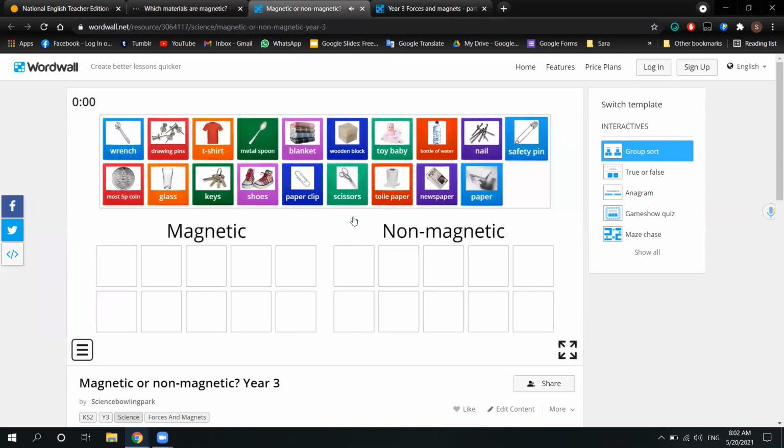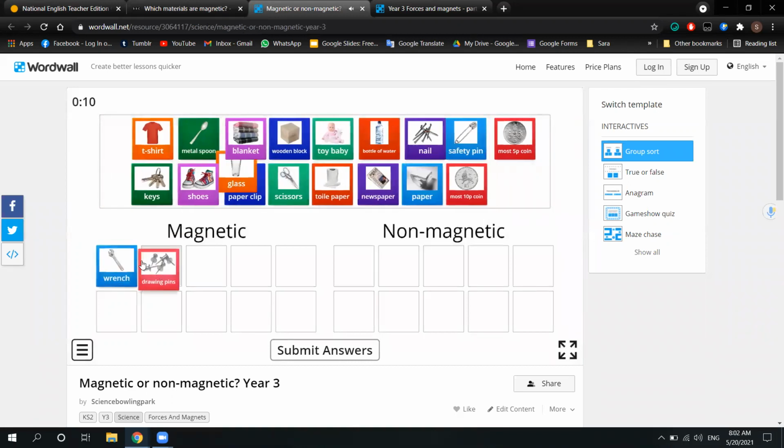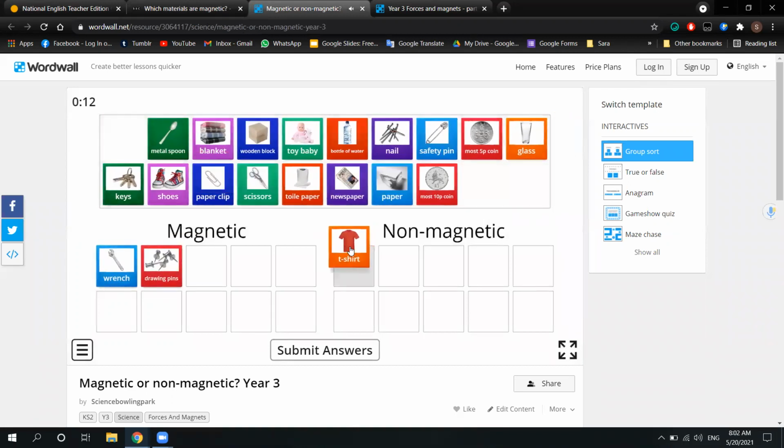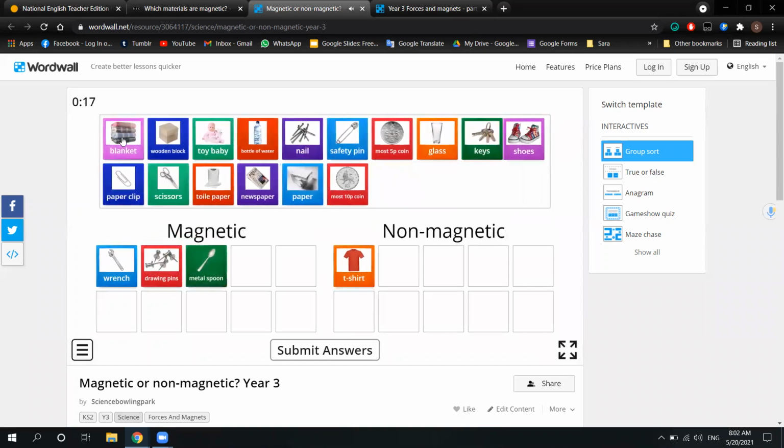So here we have to sort the things that we have in front of us into magnetic and non-magnetic. Okay, let's start with the wrench. It's magnetic. Drawing pins, they're magnetic. T-shirt, it's non-magnetic. Metal spoon, magnetic. What about the blanket?